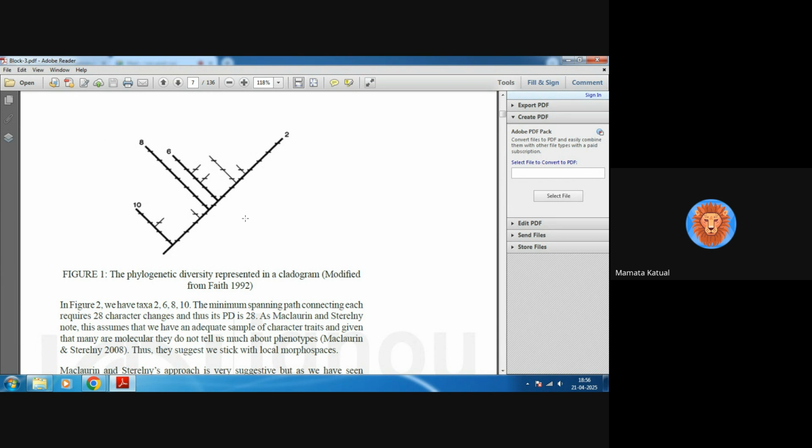So that means there is more diversity. So diversity is also more. So in branch number 8, the diversity is more, and in branch number 10, the diversity is less. So if we have to calculate the phylogenetic diversity, we have to calculate all these diversities.